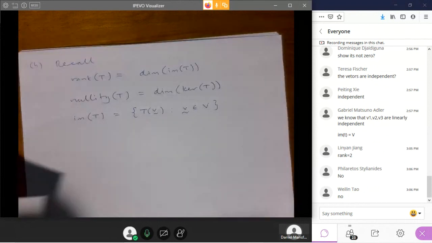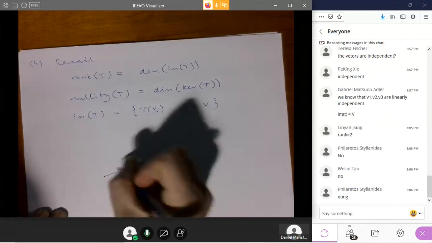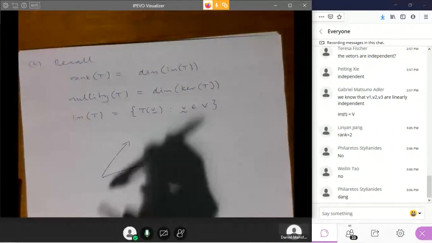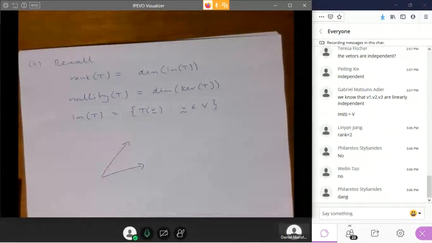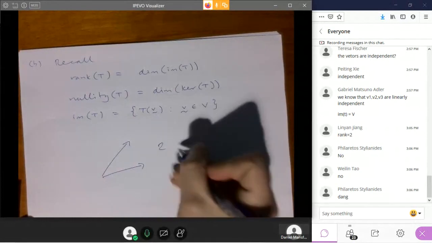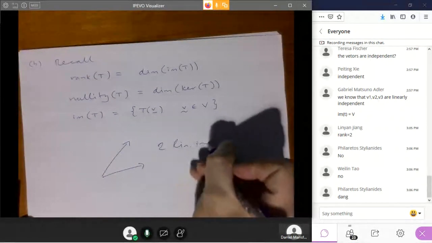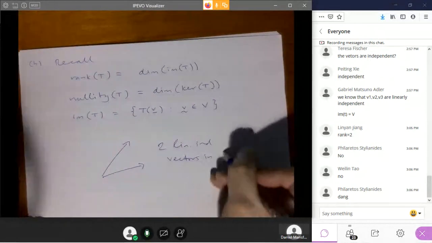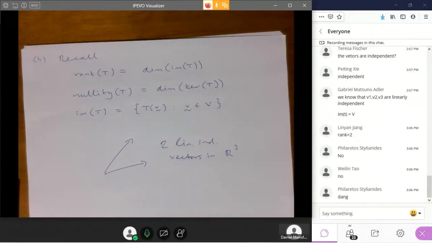Here you go. Here's 2 linearly independent vectors in R3. There's one, there's another. And in fact, I could give you a third one coming up out of the page like that. Does that mean the dimension of R3 is 2? No, certainly not, because you know what the dimension of R3 is, it's 3. So you can find 2 independent vectors in R3.